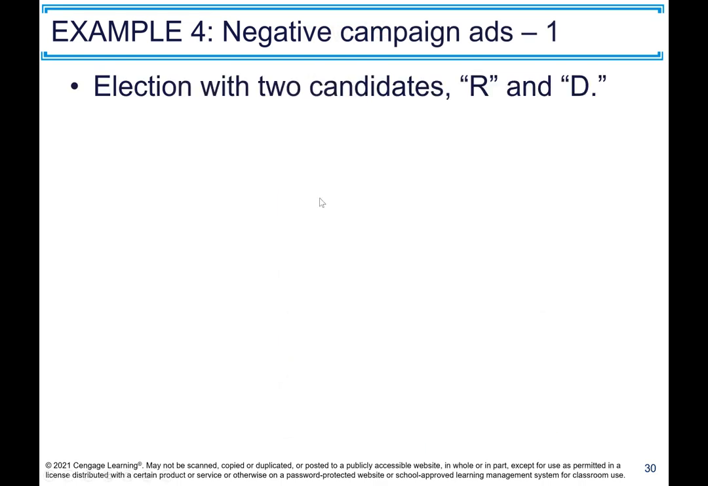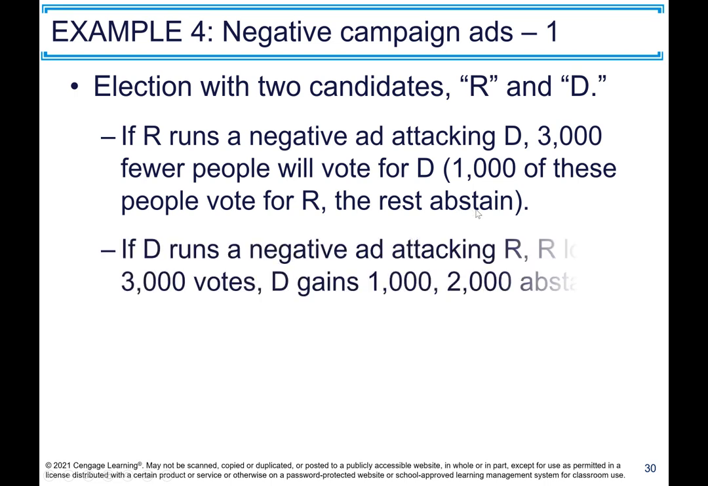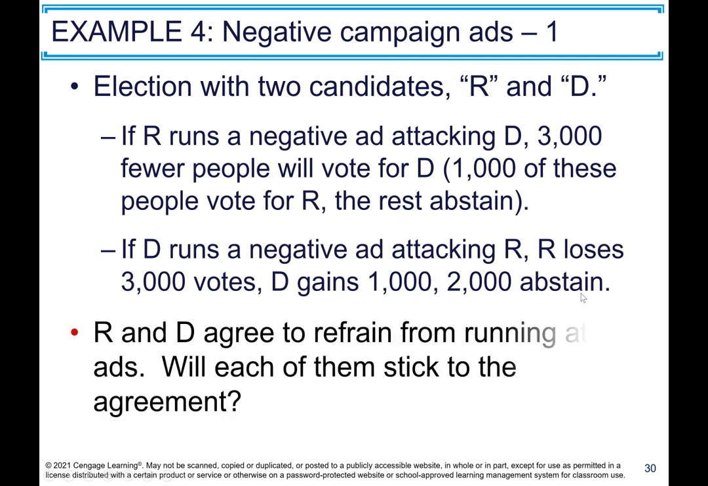Negative campaign ads. Elections with two candidates, R and D. If R runs a negative ad attacking D, 3,000 fewer people will vote for D. That is, 1,000 of these people vote for R, the rest abstain. If D runs a negative ad attacking R, R loses 3,000 votes, D gains 1,000, and 2,000 abstain. R and D agree to refrain from running attack ads. Will each of them stick to the agreement?